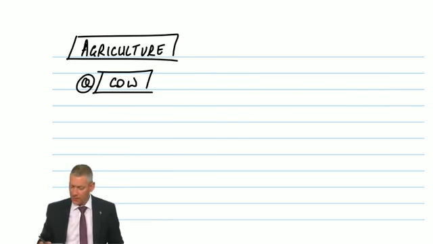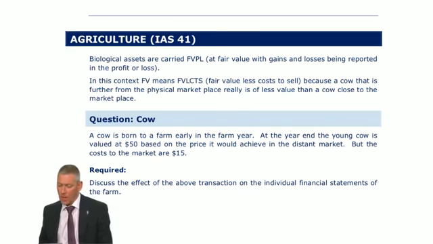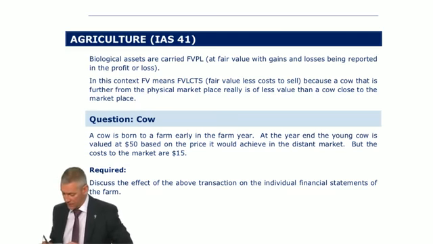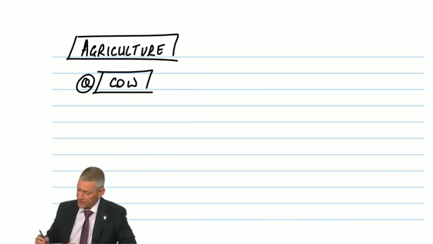So here we go, let's go and have a look at cow. A cow is born to a farm early in the farm year. At the year end, the young cow is valued at 50 based on the price it would achieve in the distant market, but the costs to the market are 15. Discuss the effect of the above transaction on the individual FS of the farm. So how would the farm recognise this? The farm would recognise this by using what's called a movement in fair value.